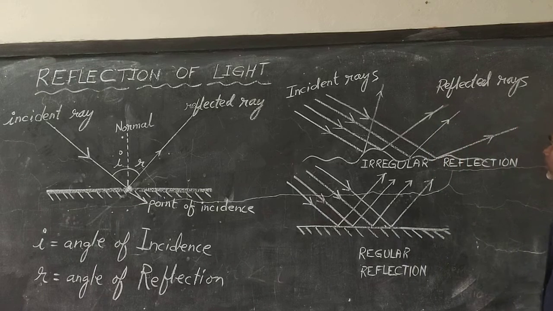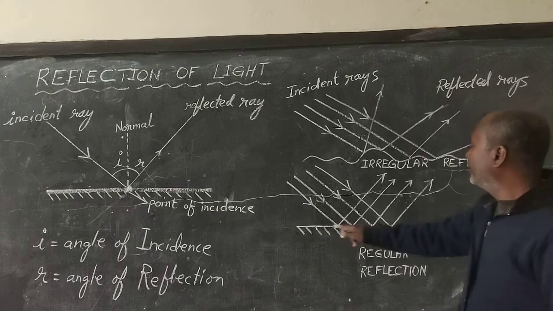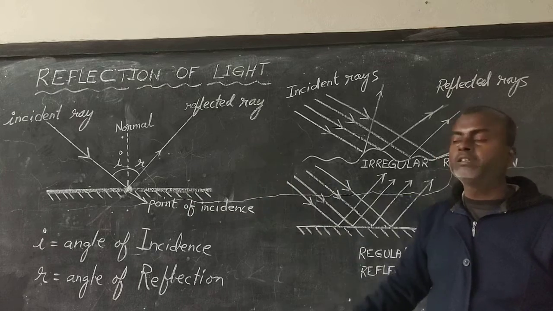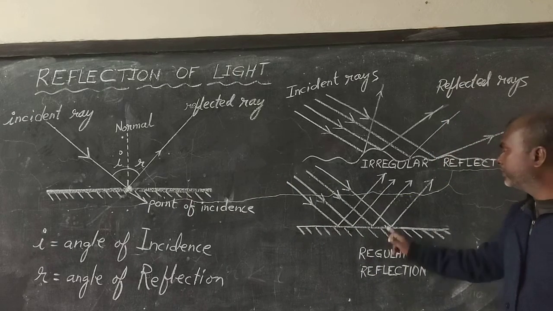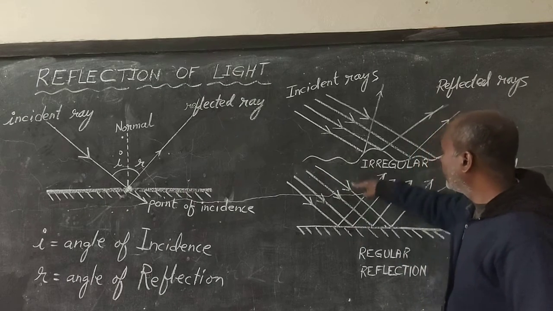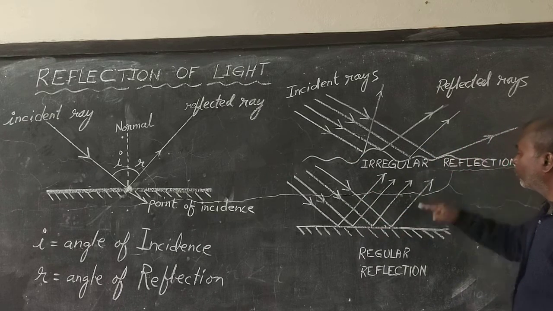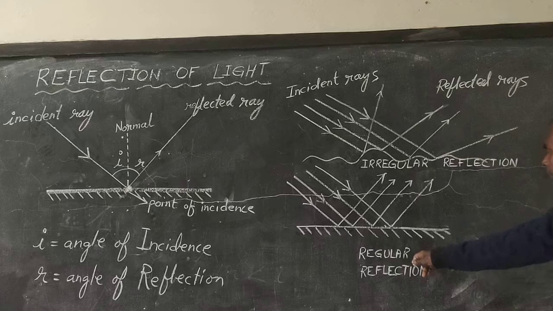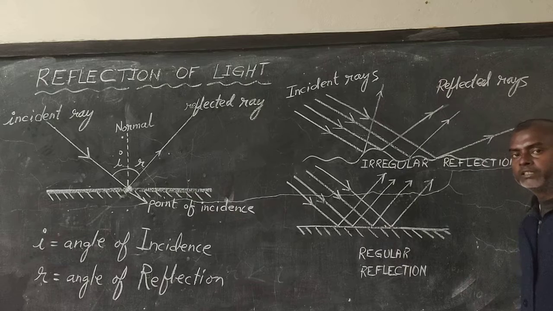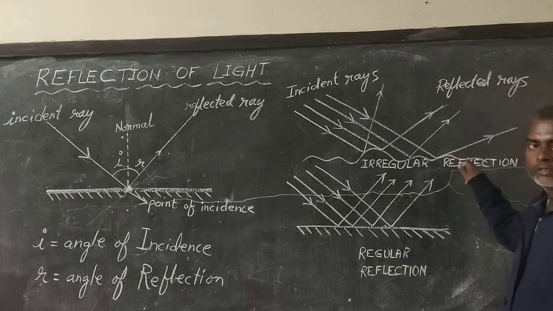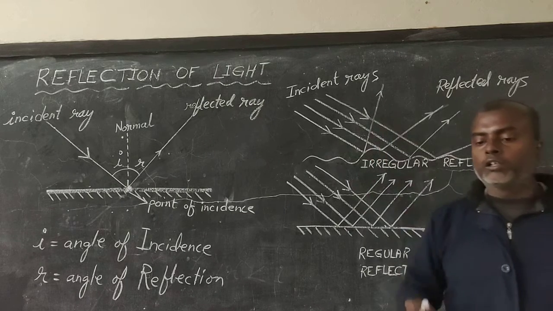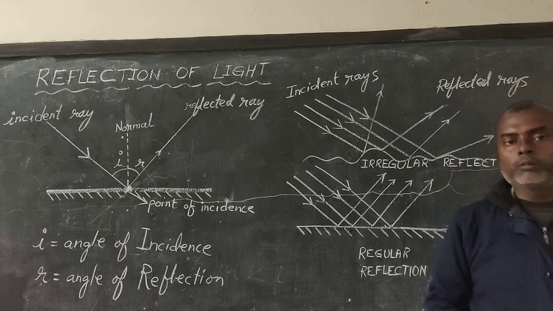Another type of reflection is where the surface is not uneven, it is a plane surface. Like here we have discussed mirror. Similarly, the best example of plane surface is a mirror. In this case, the incident rays are also parallel to each other. The reflected rays are also parallel to each other. Such kind of reflection is known as regular reflection. Okay, regular reflection. Uneven surface, irregular reflection. Plane surface, regular reflection.